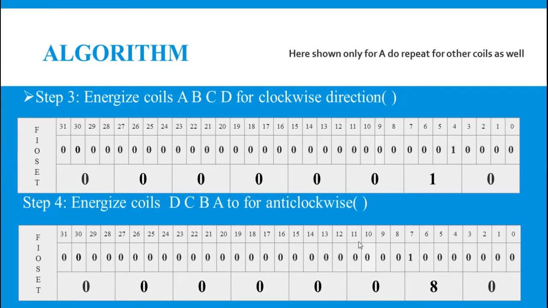Similarly for the anti-clockwise direction, if you want to energize D, then the value becomes 8. For C this is 4, for B it is 2, and for A it is 1. So these are all the different sequences that have to be maintained to rotate the stepper motor in the clockwise as well as anti-clockwise direction.